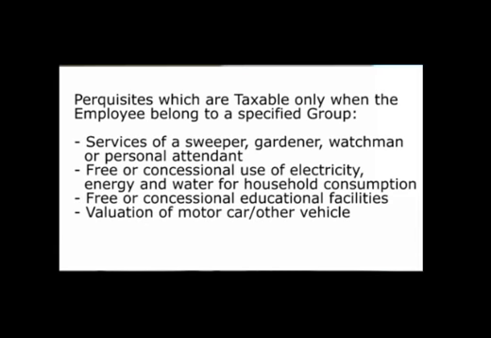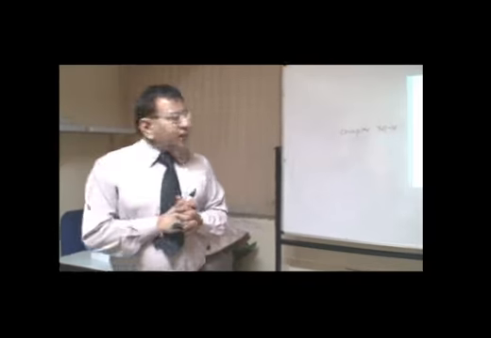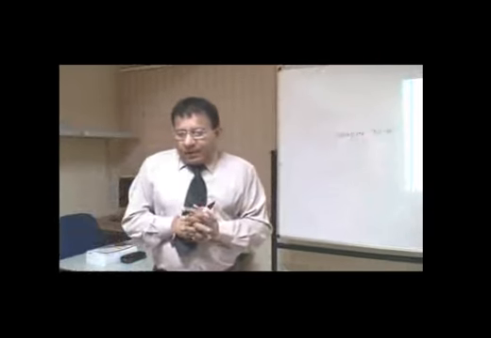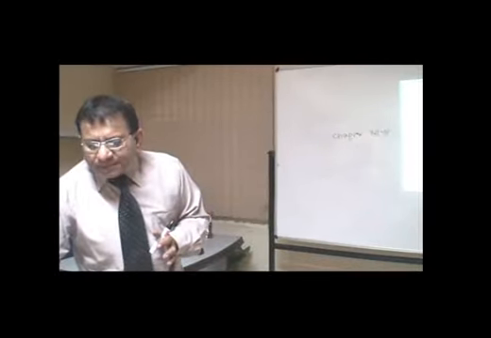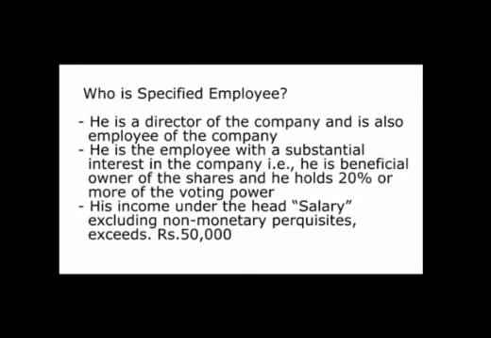So now the question arises, what do you mean by specified employee? The specified employee means any employee who falls in any one of these categories. It means if an employee falls in any of these categories, he will be called a specified employee. The first is, this employee is a director. It means he is a director of the company and he is also an employee of the company.